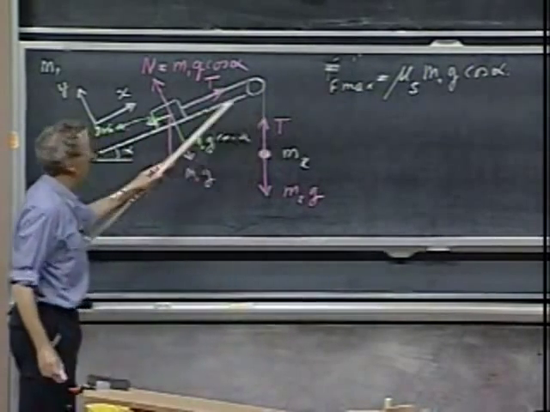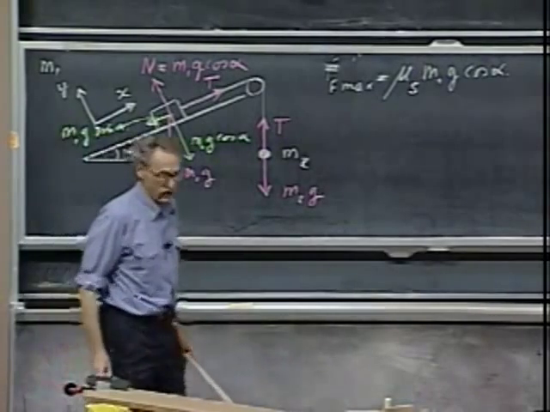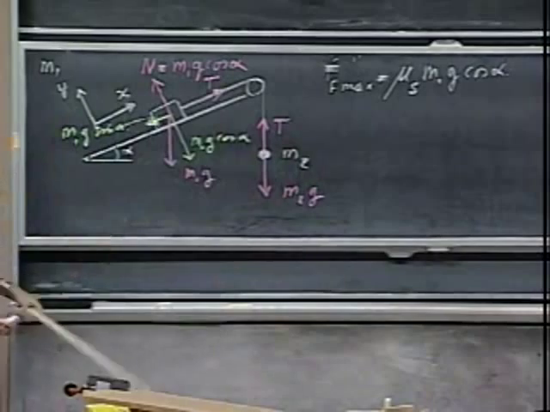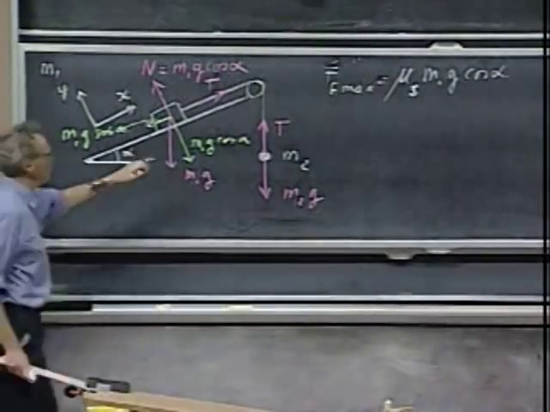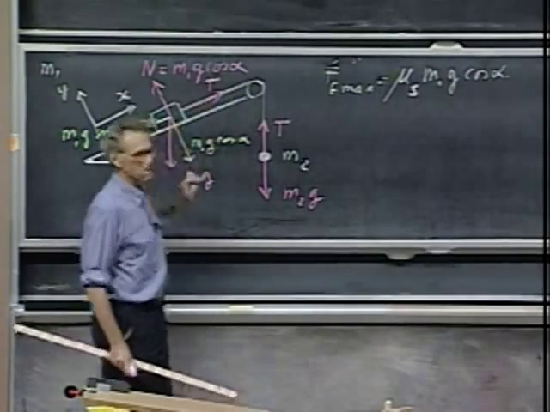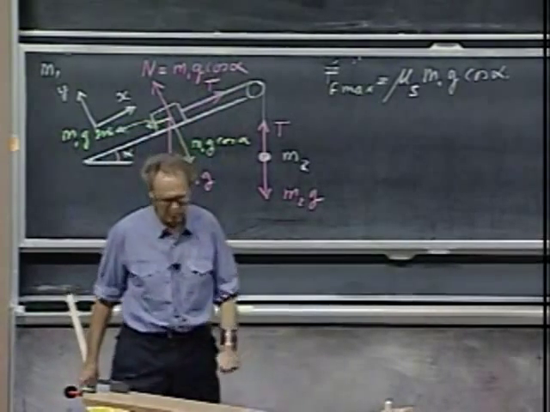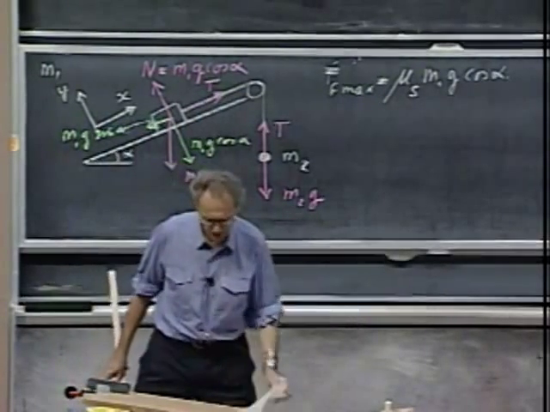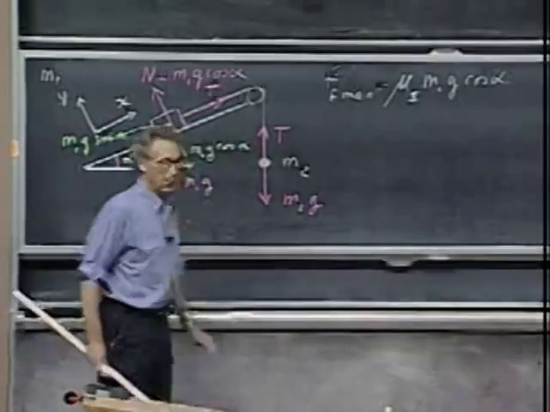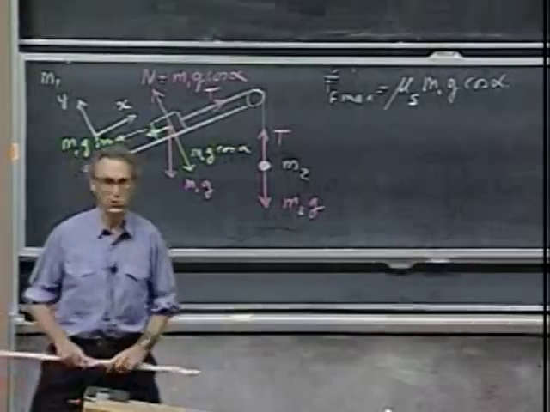And this tension is exactly the same as that tension. We discussed that last time. I will not go over that, because this is an ideal and, of course, an unphysical situation. The pulley has no mass. The pulley is completely frictionless. And the string has no mass. It's a massless string. And I argued last time that, therefore, the tension here must be the same as the tension there.